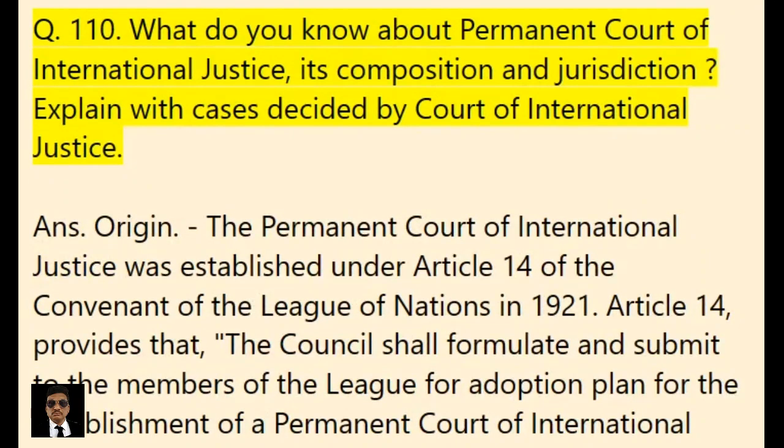Q. 110. What do you know about the Permanent Court of International Justice, its composition and jurisdiction? Explain with cases decided by the Court of International Justice.